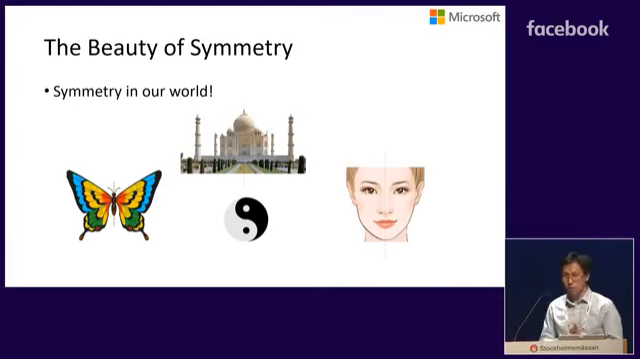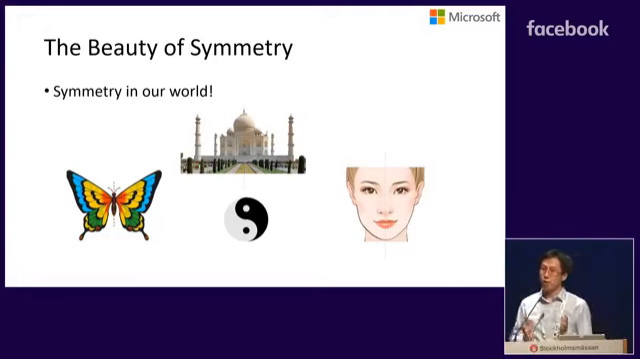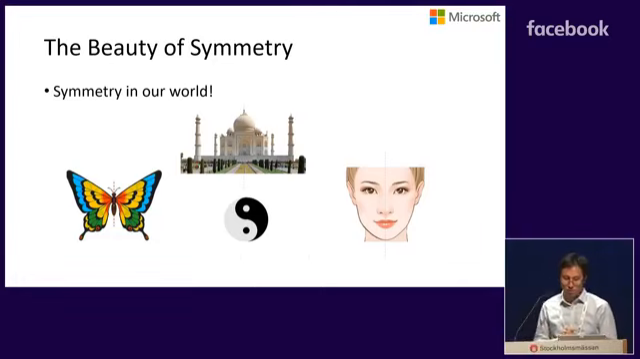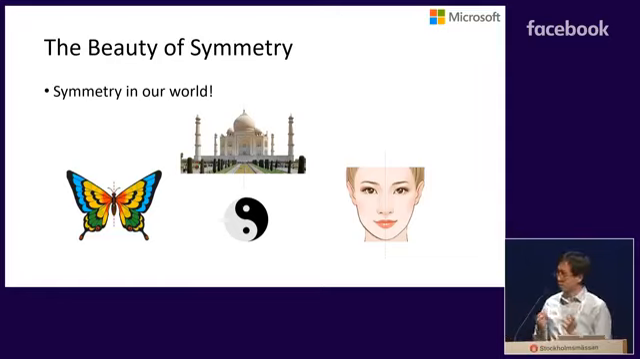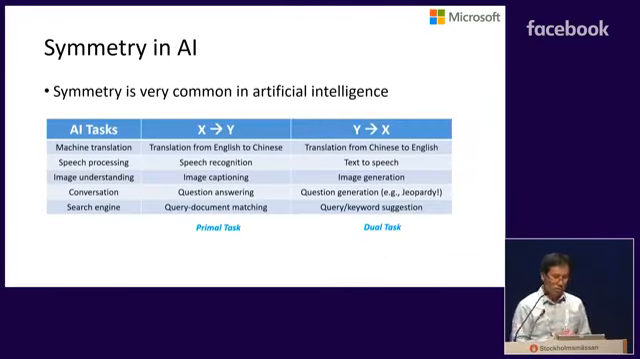So what's dual learning? We know that symmetry in our world is very common. Both nature and we humans favor symmetry. We think that things that are symmetric are beautiful, including, for example, butterflies, our human face, and also the Taj Mahal or the yin-yang fish. Actually, symmetry is also very common in artificial intelligence.